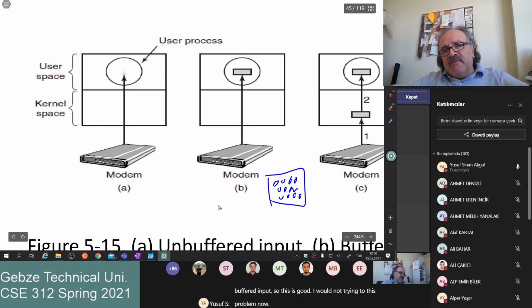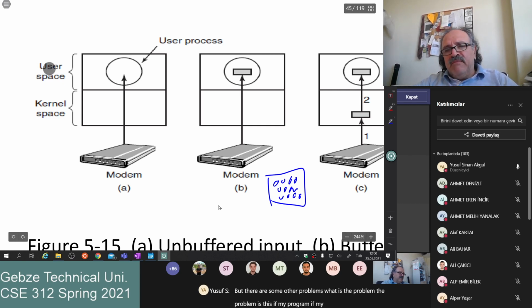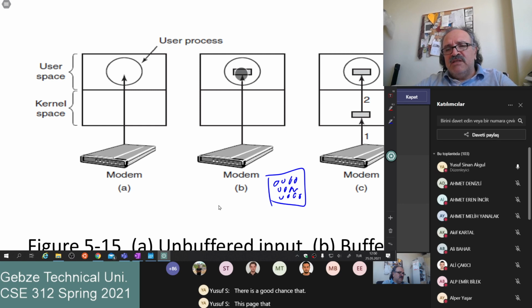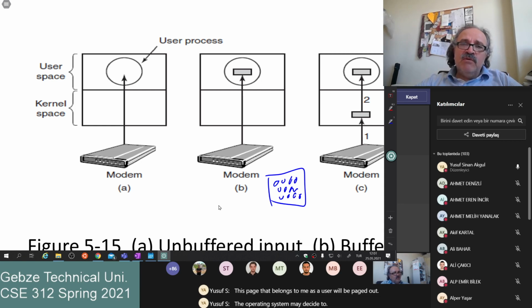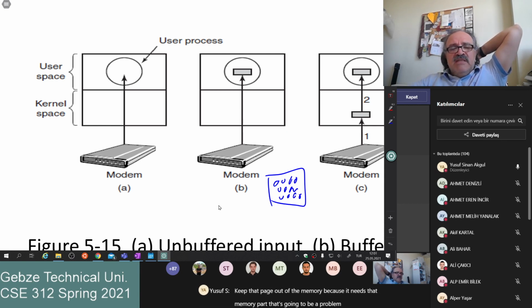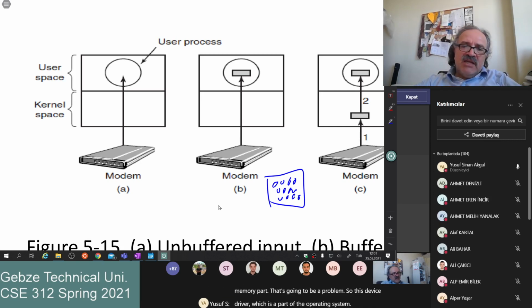So this is good. I will not run into this problem now. But there are some other problems. What is the problem? The problem is this. If my user process is blocked, there is a good chance that this page that belongs to me as a user will be paged out. The operating system may decide to keep that page out of the memory because it needs that memory part. That's going to be a problem. So this device driver, which is a part of the operating system, cannot rely on such buffers.